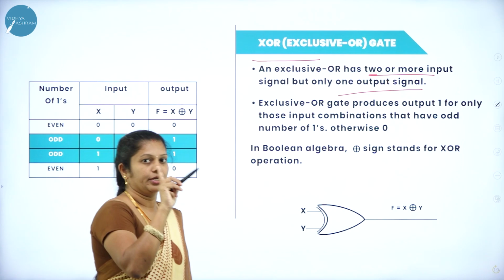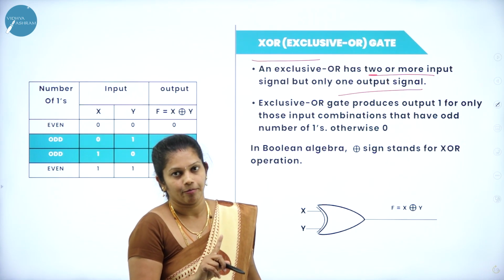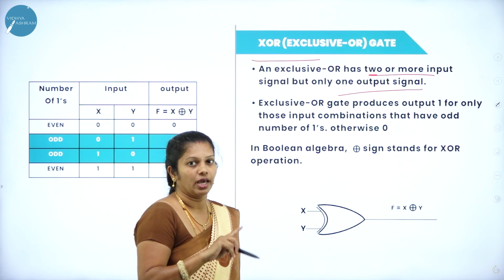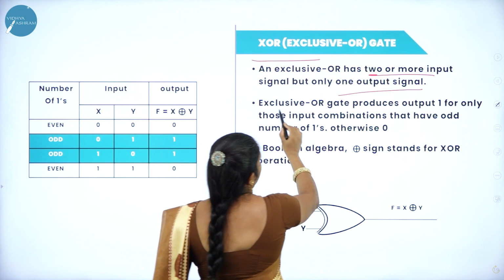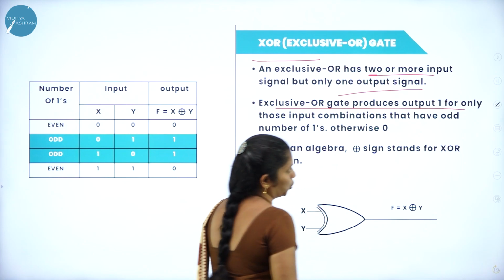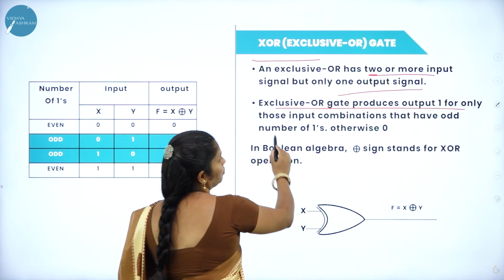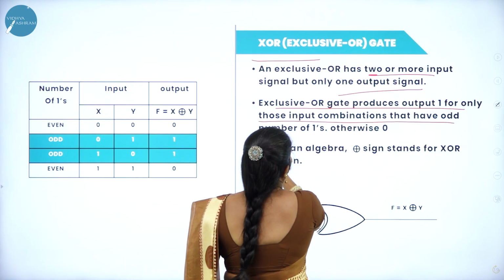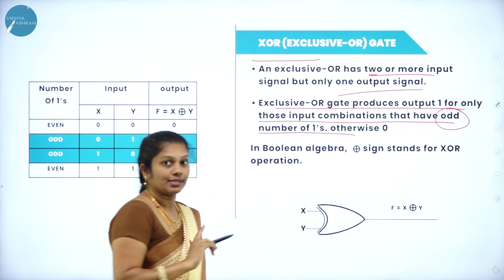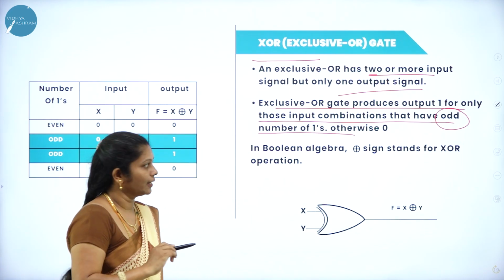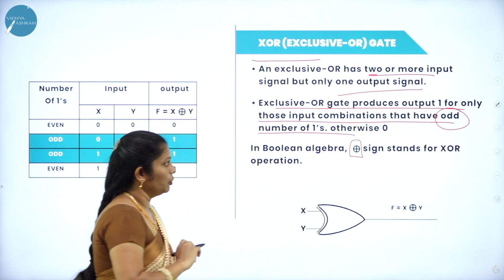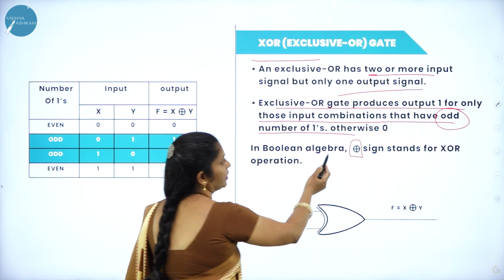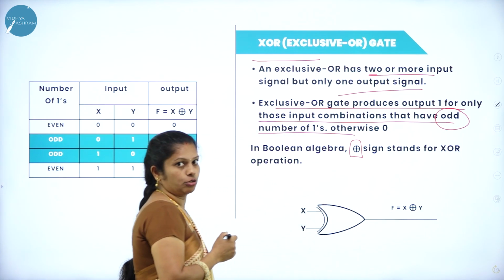The main thing you have to count is how many times 1 is there. If 1 is an odd number of times, then the output becomes 1. Otherwise here it is 0. See, in exclusive OR gate, it produces output 1 for only those input combinations that have an odd number of ones. Otherwise it is 0. And this is the operator we are using, in Boolean algebra, to represent exclusive OR gate.